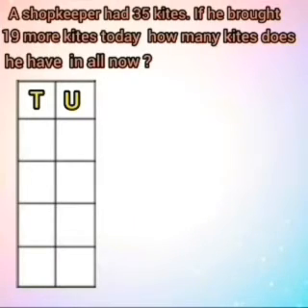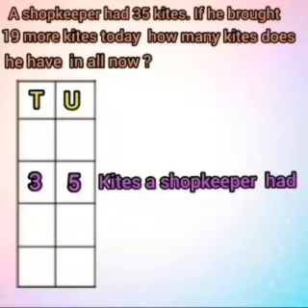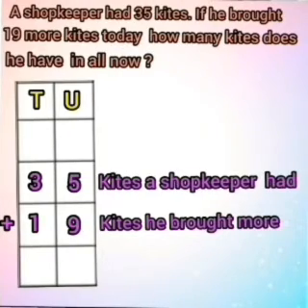A shopkeeper had 35 kites. 5 we will write in the units place. 3 we will write in the tens place. 35 kites a shopkeeper had. Then we will put a plus sign. If he brought 19 more kites today, 9 we will write in the unit place. 1 we will write in the tens place. 19 kites he brought more.